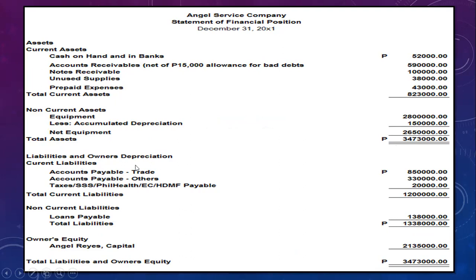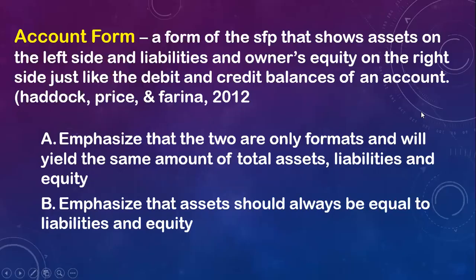Liabilities, current liabilities, then non-current liabilities. Yan, total liabilities. Then, yung owner's equity. Mapapansin nyo po, dapat po talaga equal si total assets at saka si total liabilities and owner's equity. So, dapat 3,473,000. Okay? So, equal po yan. So, yan po ang example ng vertical form.